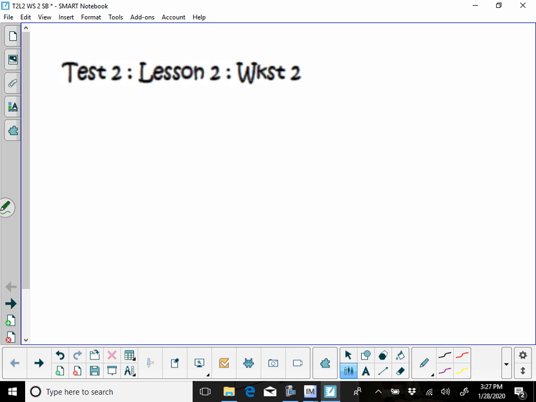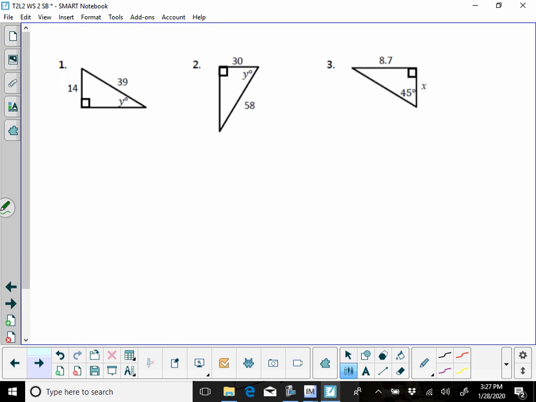All right, looking at test 2, lesson 2, worksheet 2. So y'all had to do numbers 1 through 9. Okay, so here we go. For 1 and 2, you're missing your angle.